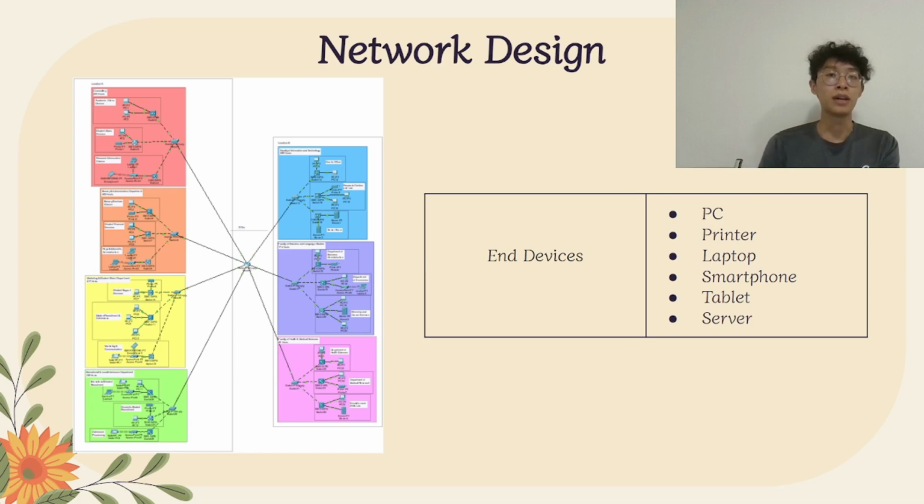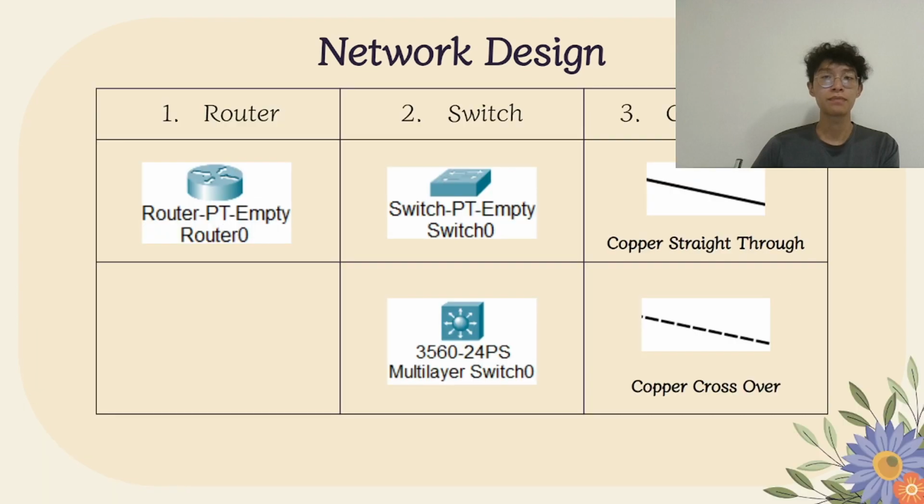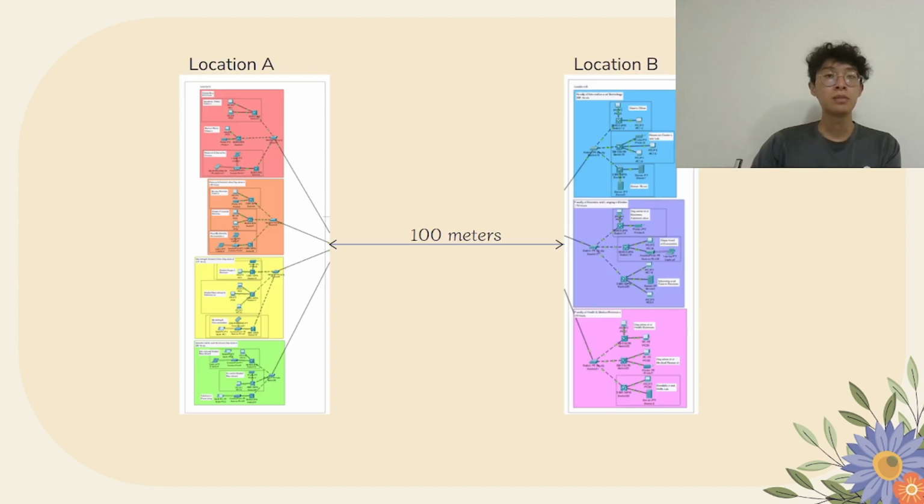So this is our network design. On the left is location A and on the right is location B. The end devices that we have used are PC, printer, laptop, smartphone, tablet, and server. The router that we chose to use is the router PT-MT. For the switch, PT-MT 3560 multi-layer switch. And for the connection, we use copper straight-through and copper crossover. The distance between location A and B is 100 meters.